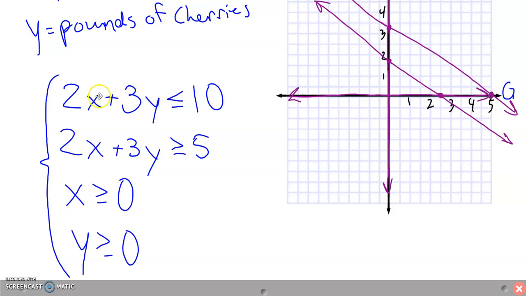And then a y-intercept, plug in a 0 there, 10 divided by 3 is 3 1/3, which is about right there. Then draw a line through them. It's a solid line because I've got an "or equals" here. And then I do the same thing here.